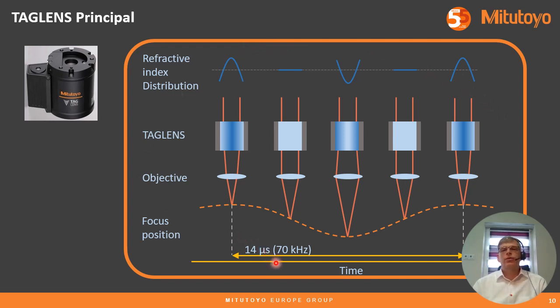And the cycle time of this TAG lens cycle is 14 microseconds. That corresponds to a frequency of 70 kilohertz. So the TAG lens cycle frequency is 70 kilohertz, which means one cycle from here to here is 14 microseconds, shifting the focus position from close to far, back to close distance within 14 microseconds.